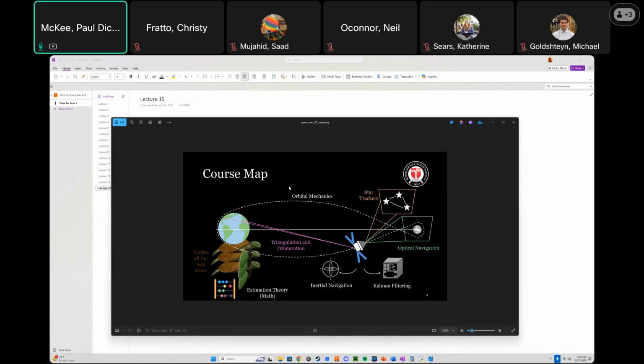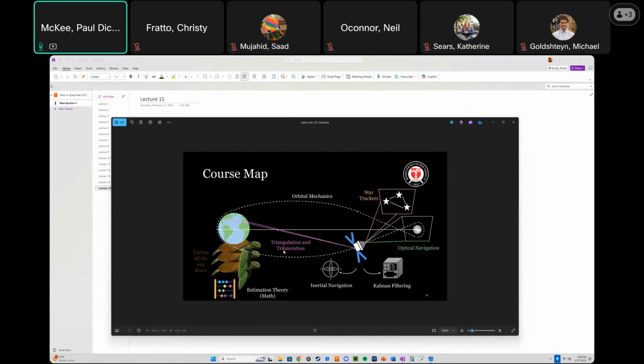So, just as a reminder, we did our orbital mechanics lectures, then we did estimation theory, and then we did just two short lectures on triangulation and trilateration. Roughly speaking, each of these units is a homework assignment. Homework 1 was orbital mechanics, orbit propagation, and IOD. Homework 2 is estimation theory, and that's due tomorrow.